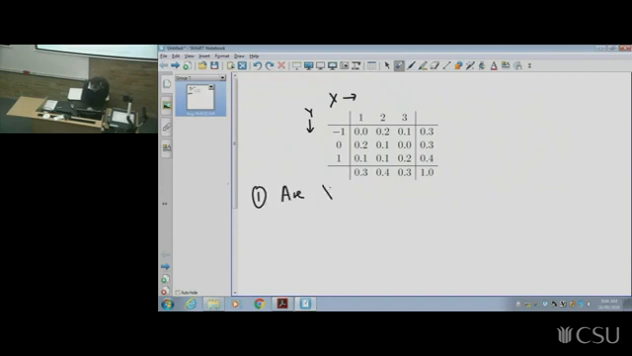Are x and y independent? If they're not independent, what would they be? What's the opposite of independent? Dependent, yep. So are these variables independent or dependent? What does that mean? Does the outcome of one variable have an impact upon the other or not? No, it doesn't.